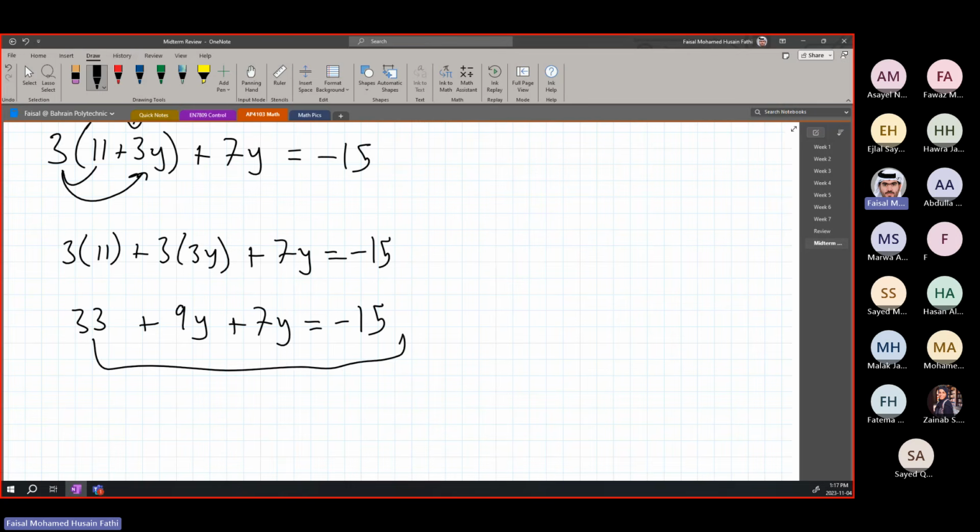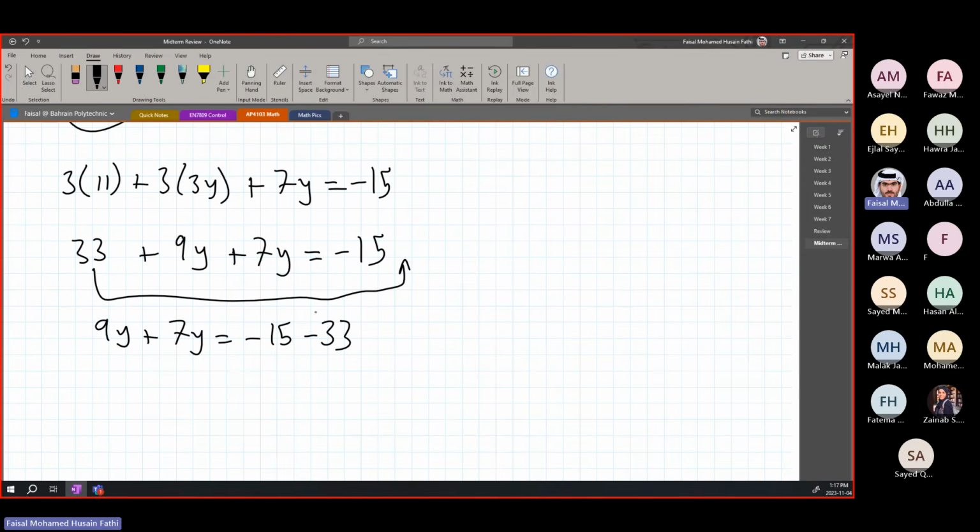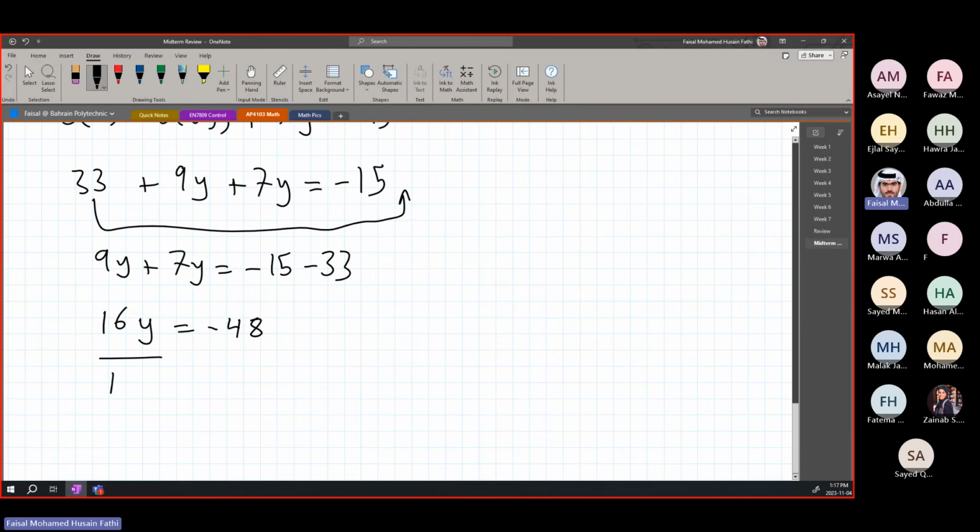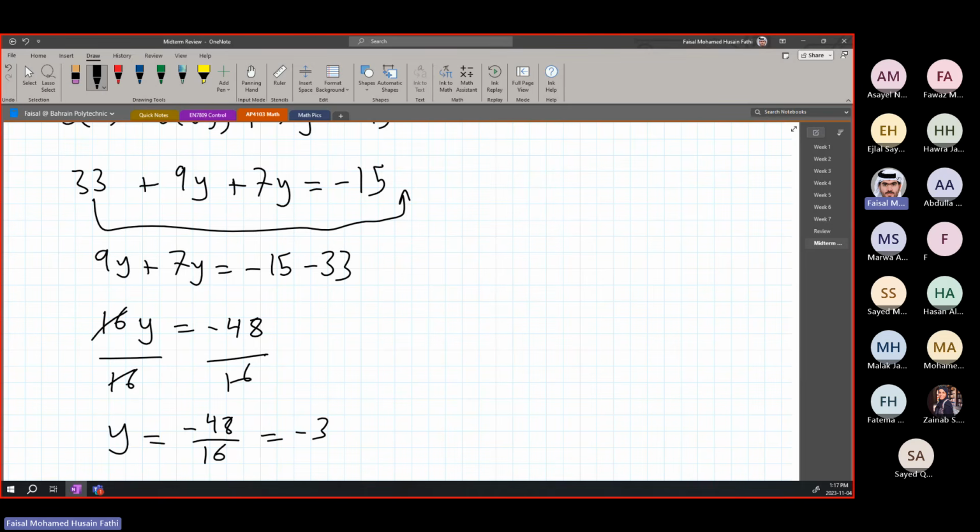We will just take the 33 to the other side for solving purposes. 9y plus 7y is equal to minus 15 minus 33. It's plus here, so it becomes minus there. 9 plus 7 is 16. Y is equal to minus 15 minus 33 is minus 48, if I'm not mistaken. Yes, minus 48. So we divide by 16 both sides, so we can get y by itself. The 16s here will cancel, so y is equal to minus 48 over 16, which is equal to minus 3. Just double check. Yep, minus 3.